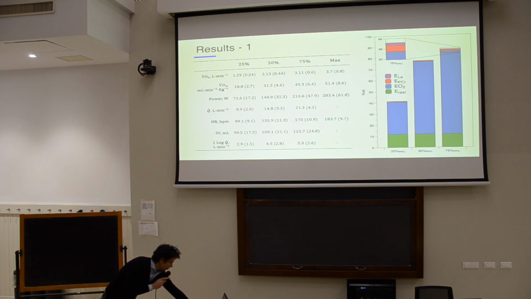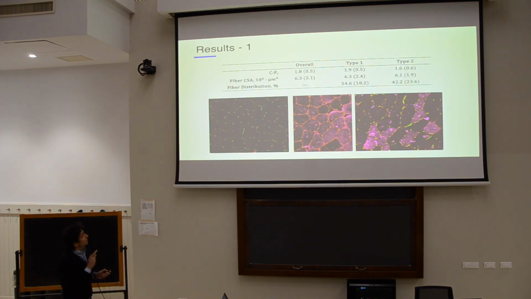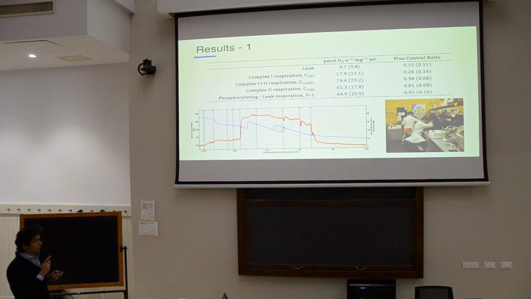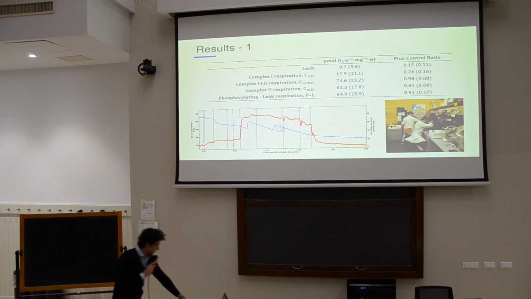We also have the results of the muscle immunofluorescence. We have the capillarization, the green dots. Then we have the type 1 fibers, the purple ones, and the type 2 fibers. And here we have the results from mitochondrial respiration, with the data normalized for wet tissue, but also the flux control ratio, which is a normalization to have an idea of the intrinsic mitochondrial function.